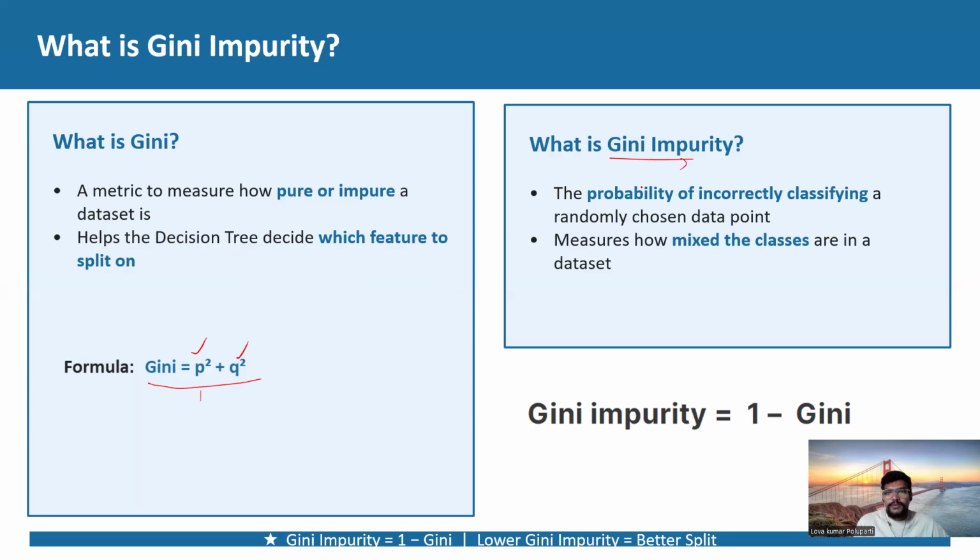It is the probability of incorrectly classifying a randomly chosen data point, and it measures how much mixing there is in your data set. It will measure the impurity of the particular column. It finds the probability of how much they are incorrectly classified. Formulation-wise, the Gini impurity is 1 minus Gini. Let's do some calculation. Here I mentioned that a lower Gini impurity means lower impurity, so you can make a better split with that column.